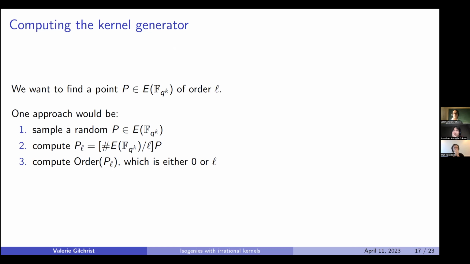So starting with the standard approach to finding this kernel generator, the first step would be to sample a random point from the extension field. Our next step is to multiply by the cofactor, so the number of points on the curve over L. And the reason you do this is because you're forcing it now into the L torsion group. So this new PL will have either order 1 or order L. If it has order 1, you just start over with a new random P. If it has order L, you're good and you can use PL.